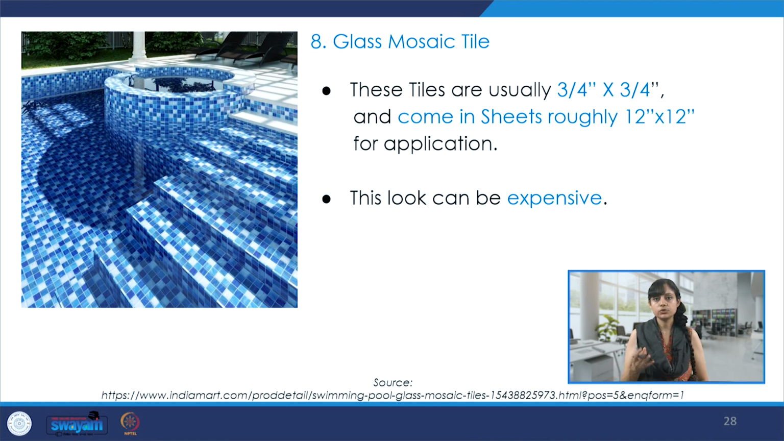These tiles are usually 3/4 of an inch by 3/4 of an inch, and they come in sheets roughly 12 inches by 12 inches for application. And this could be an expensive look to achieve, so it's not a very common or frequently used style. But yes, when there is a specific taste or a specific demand, glass mosaic tiles are used in projects.